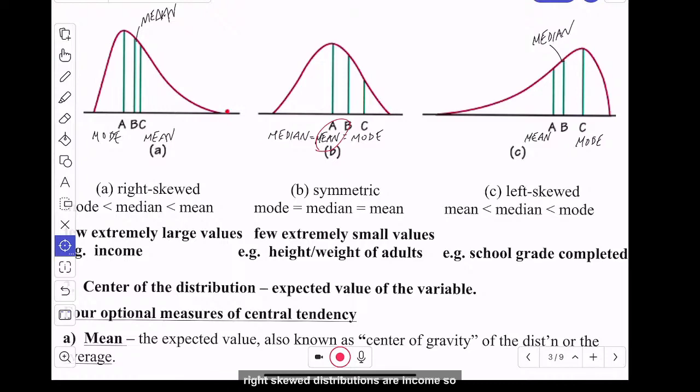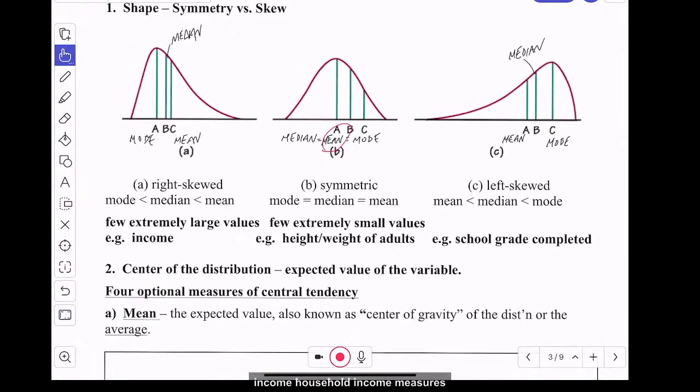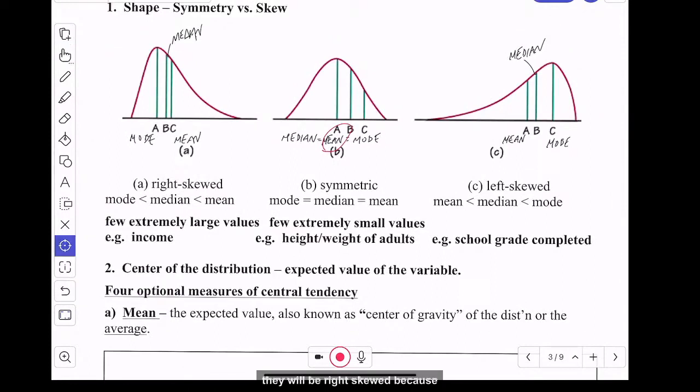Right skewed distributions include income. If you ever hear about household income measures, they will be right skewed, because of the 1% people talk about, the few very rich people that skew the distribution to the right. So when reporting on income, the median should be reported, not the mean. You need to check your distribution first and then pick the median rather than the mean.